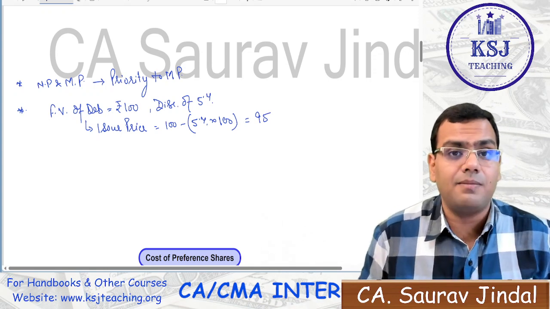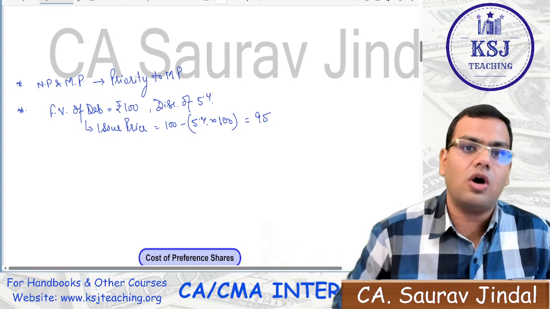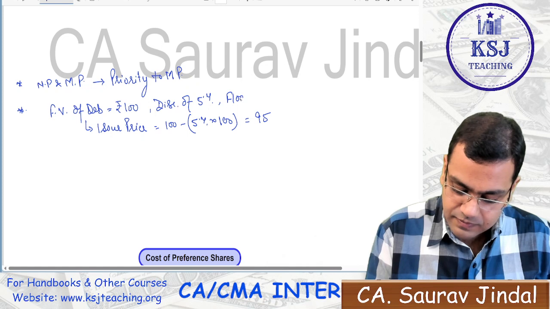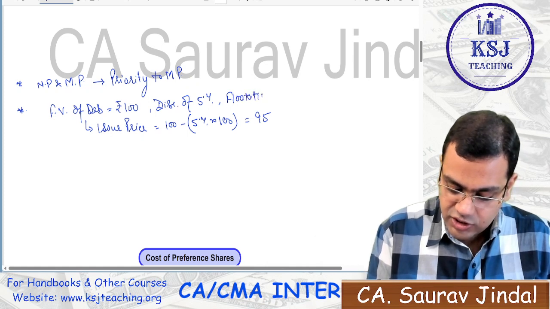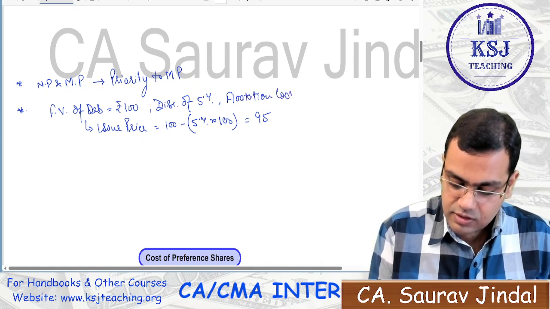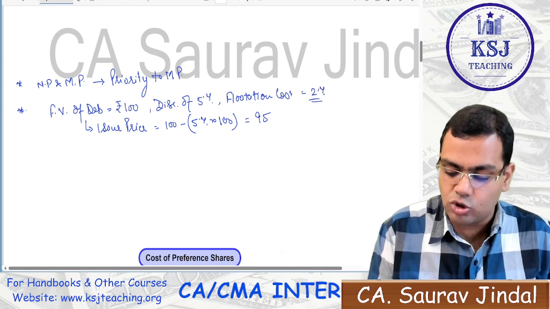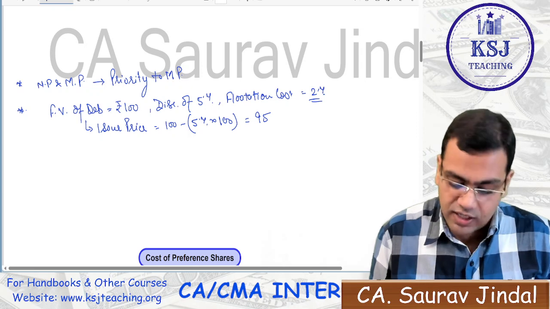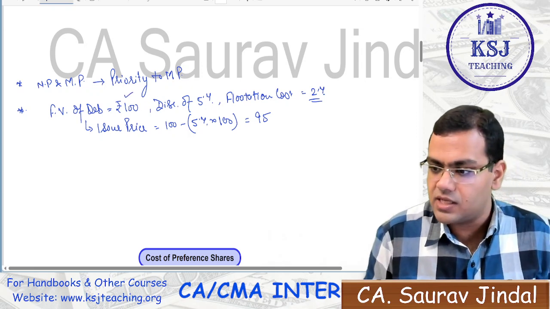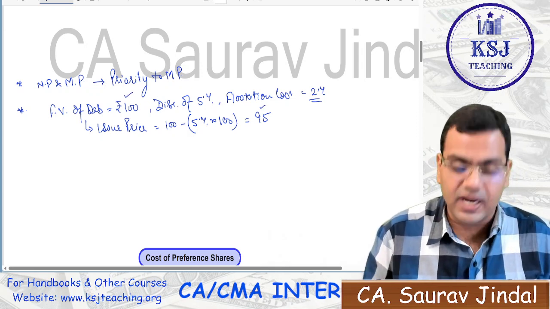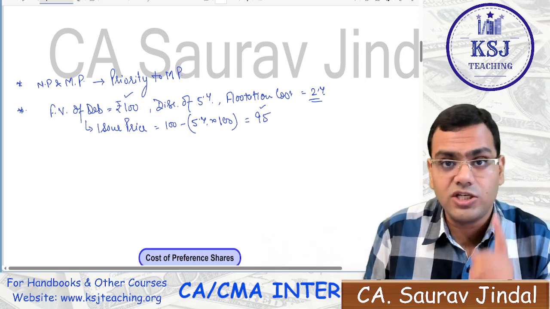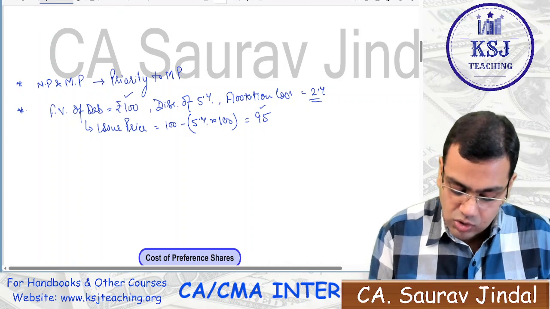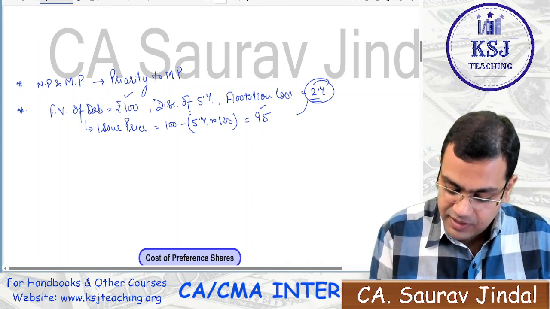Whenever you are issuing, there might be a flotation cost. Here he says flotation cost is equal to 2%. Now there is a 2% flotation cost. Now this flotation cost is to be calculated on what? Whether it is to be calculated on 100 rupees or on 95 rupees. Sir, flotation cost will be calculated on the issue price. So this 2% will be calculated on this.